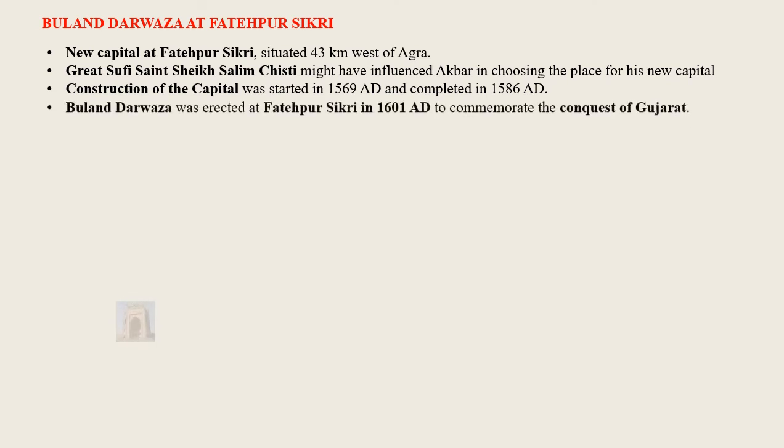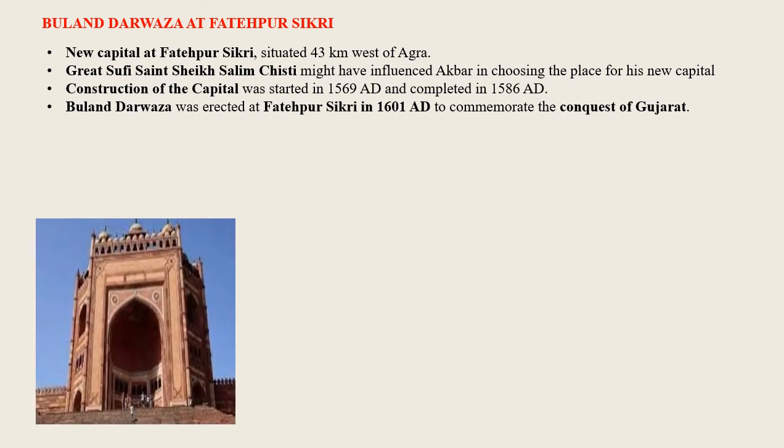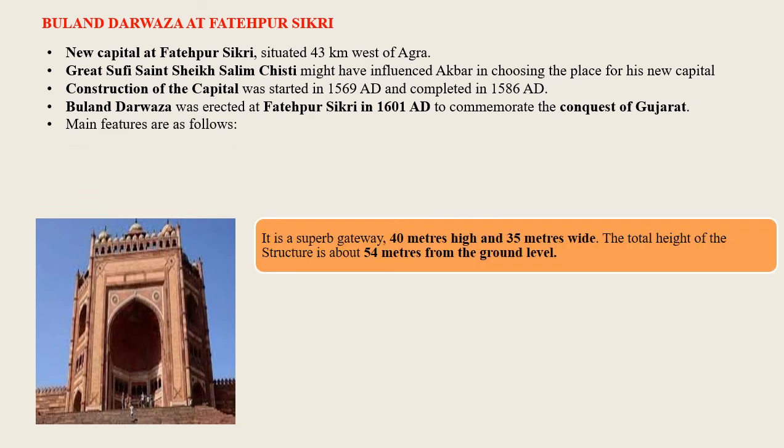Buland Darwaza was erected at Fatehpur Sikri in 1601 AD to commemorate the conquest of Gujarat. Its main features are as follows. It's a superb gateway 40 meters high and 35 meters wide. The total height of the structure is about 54 meters from the ground level. It is the largest gateway in India and one of the biggest in the world.